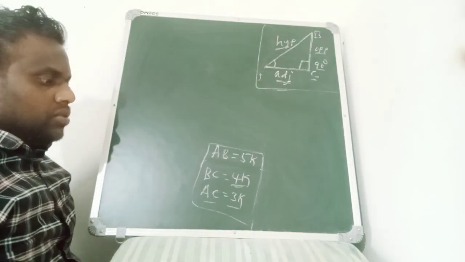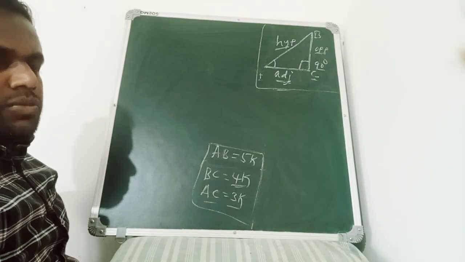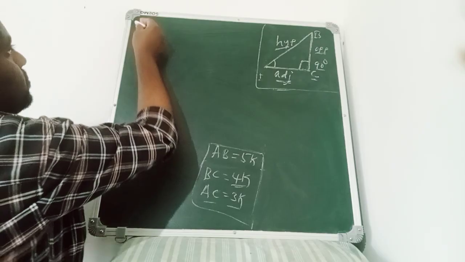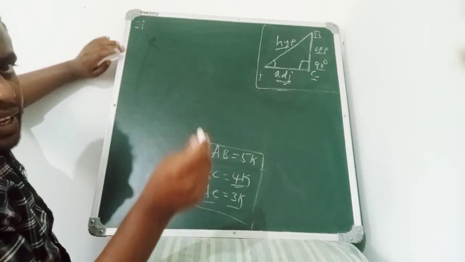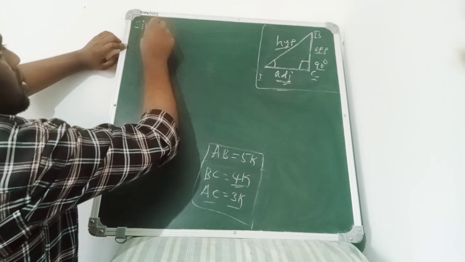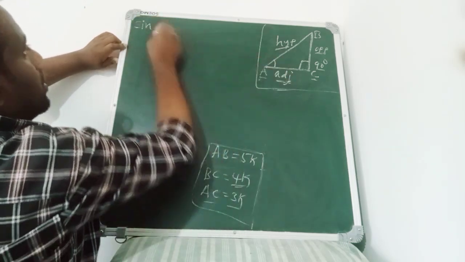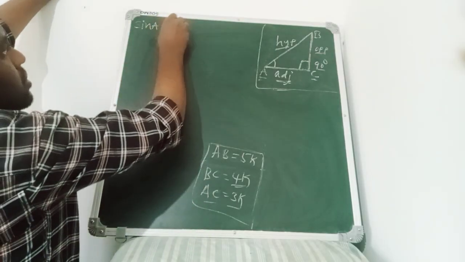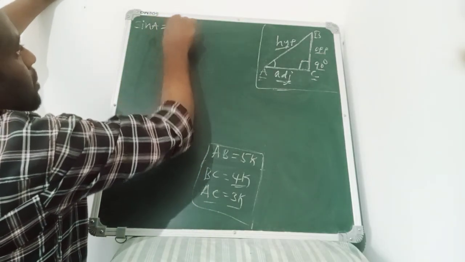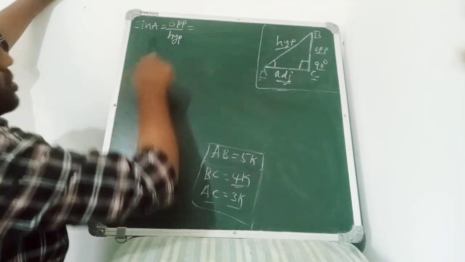So now trigonometric ratios we need to find. First, a sine function, sine of this angle A. So we have a formula for this, opposite side by hypotenuse. Okay, this is the formula.